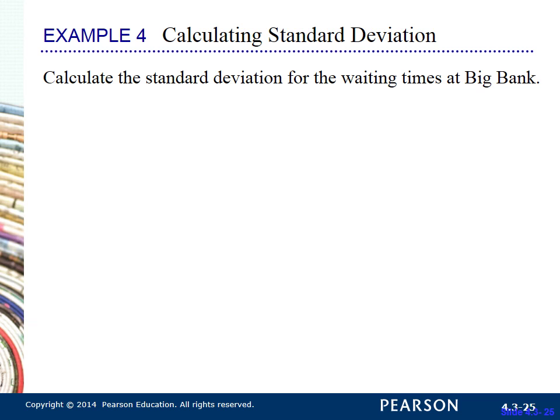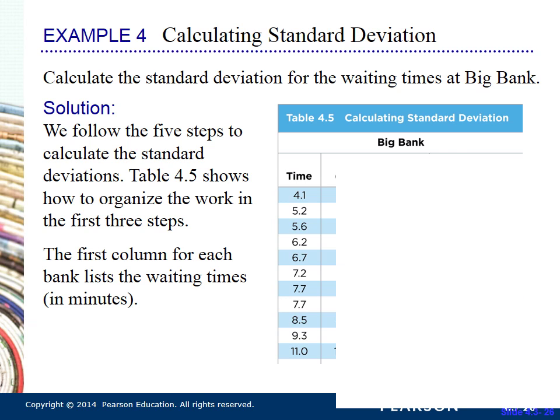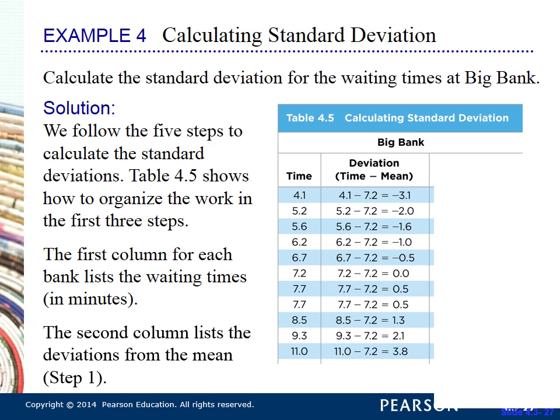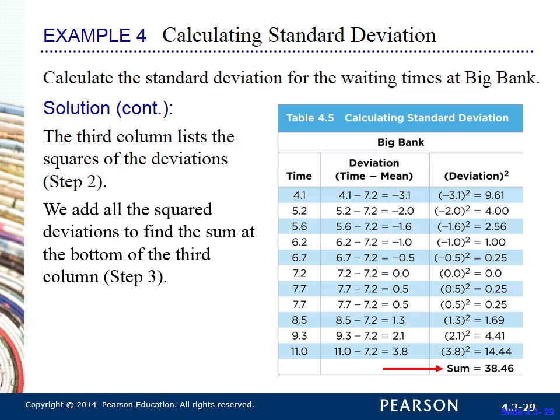Let's calculate the standard deviation then for the waiting times at the big bank. If you're going to use the formula, here's what you'd do. You'd start with the first column and you'd find the mean. Once you had the mean, which was 7.2, notice you subtract it from each individual data value, which gives you positives or negatives. So to take care of that, we square it. That just gets rid of any negative values because we don't want to deal with those. Then we add those all up. You'll get that 38.46 at the bottom.